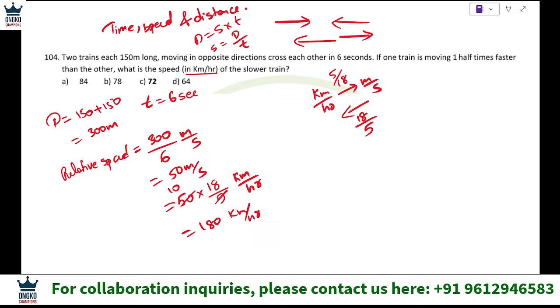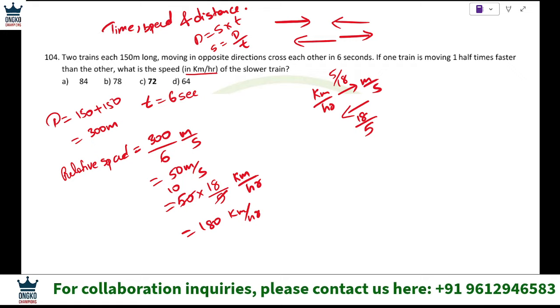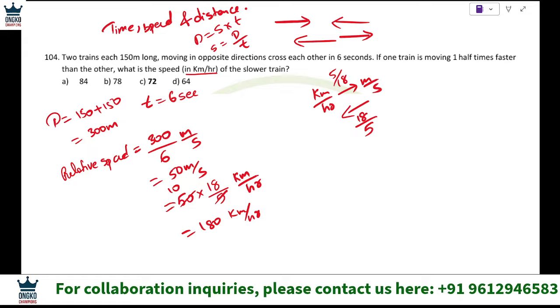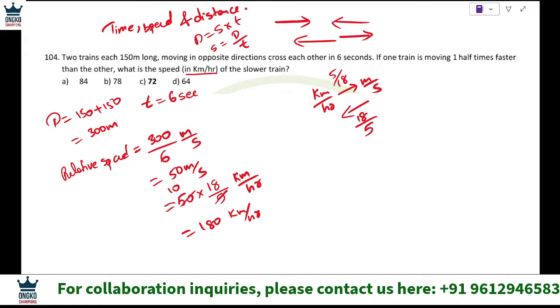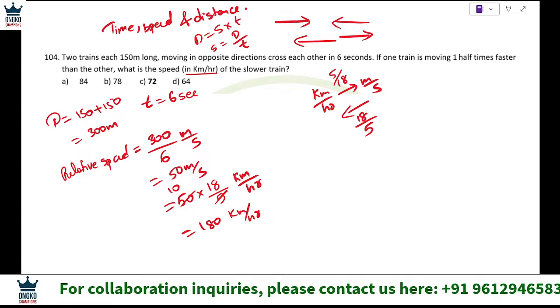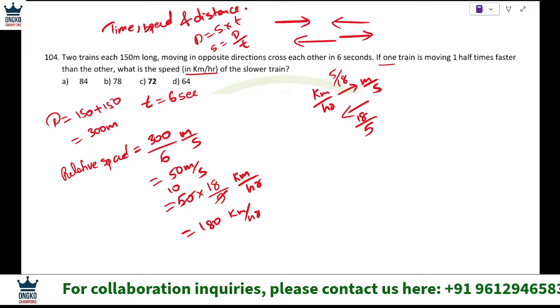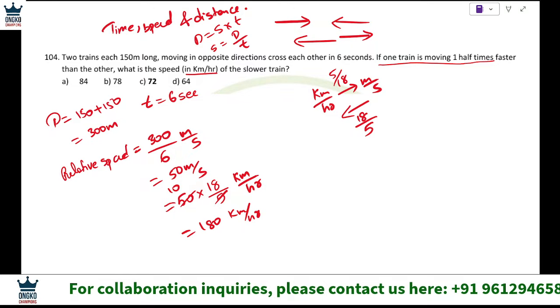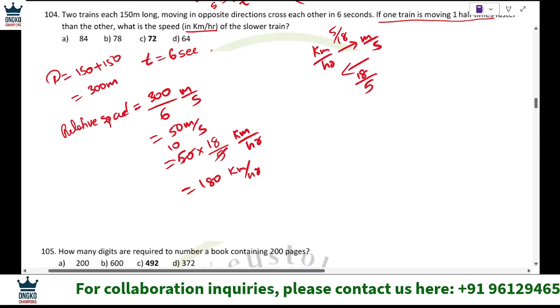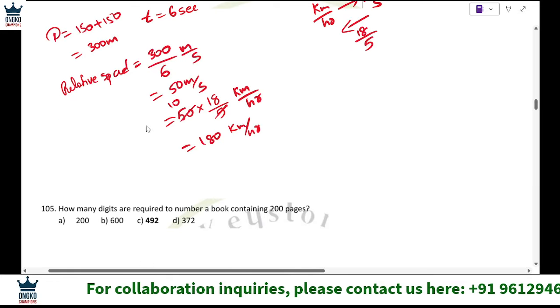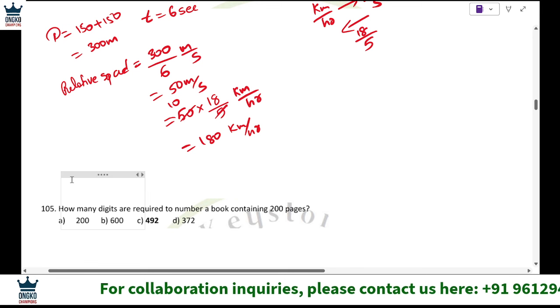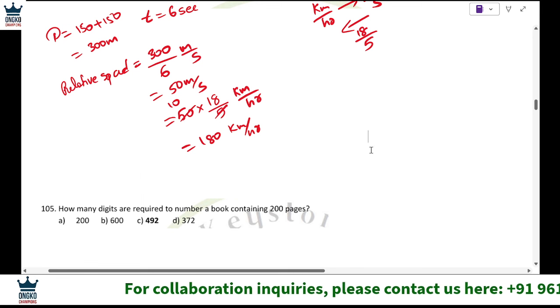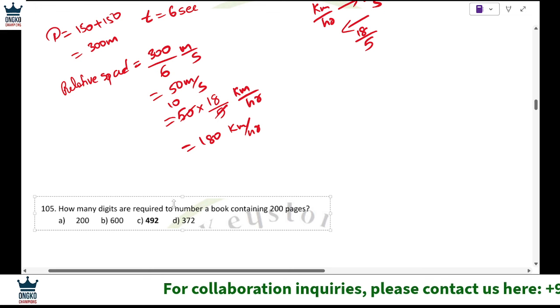Now in the following question, it is mentioned that one train is moving 1/2 times faster than the other. So let's say we have two trains, one is slower and one is faster.